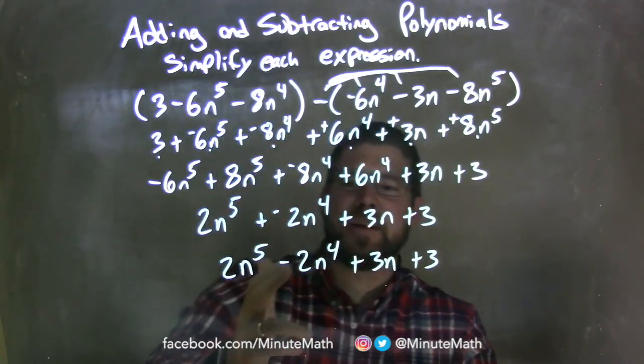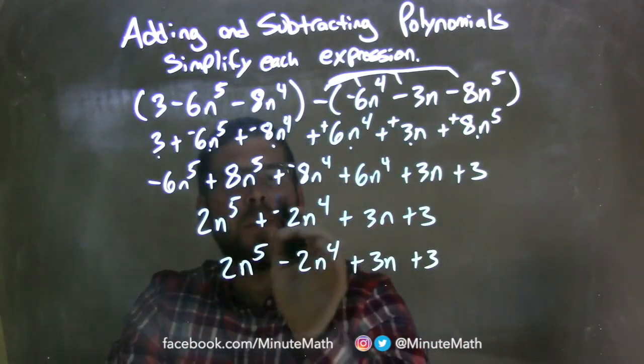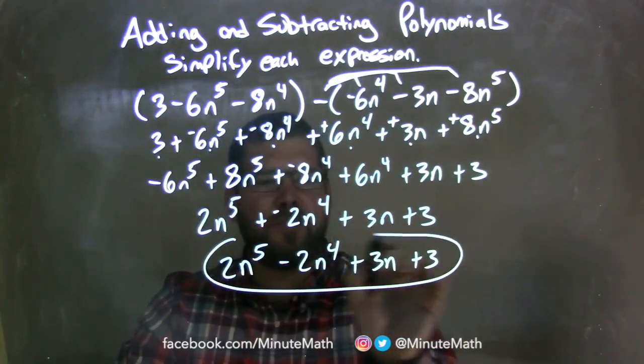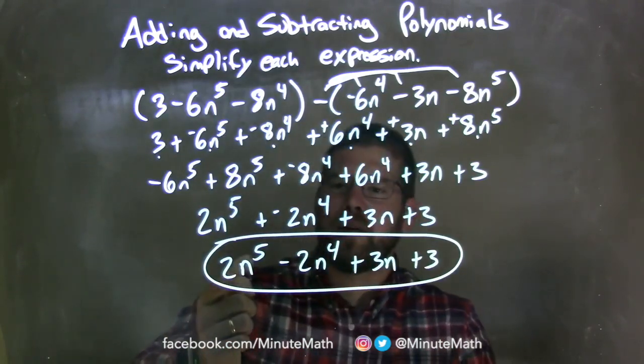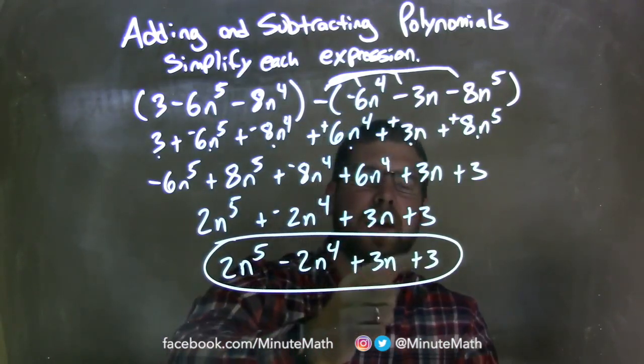And I only like it to be a subtraction in my final answer. When I'm simplifying, I like to add a negative. And that's just my own personal preference there. And there we have it. We have our final answer here of 2n to the fifth minus 2n to the fourth plus 3n plus 3.